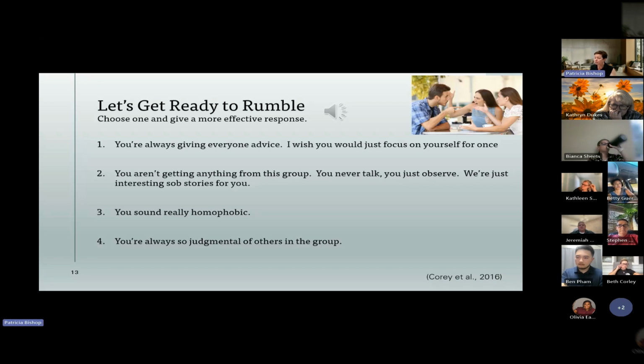These are really good examples of how to use confrontation in not what we think of, right? Let's get ready to rumble or getting ready for a boxing match. It doesn't have to be that, right? And if you are able to reframe what we traditionally think of confrontation as, I'm gonna, well, you think you're gonna, that's not what happens in group.